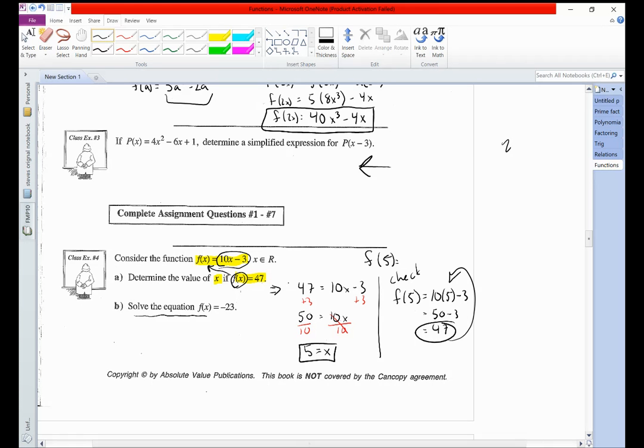Same idea, it says solve the equation f of x is equal to negative 23. So you would say, okay, instead of saying f of x is equal to 10x minus 3, you're going to replace it because you just said here f of x is equal to negative 23. So instead of writing f of x, I'm going to erase and write negative 23. And then I can solve for x just using some algebra, same process. Plus 3 to both sides, plus 3. That cancels, and I'm left with 10x on this side and negative 20 on this side. Divide by 10 to both sides, and x is negative 2. And you can double check if you want to.